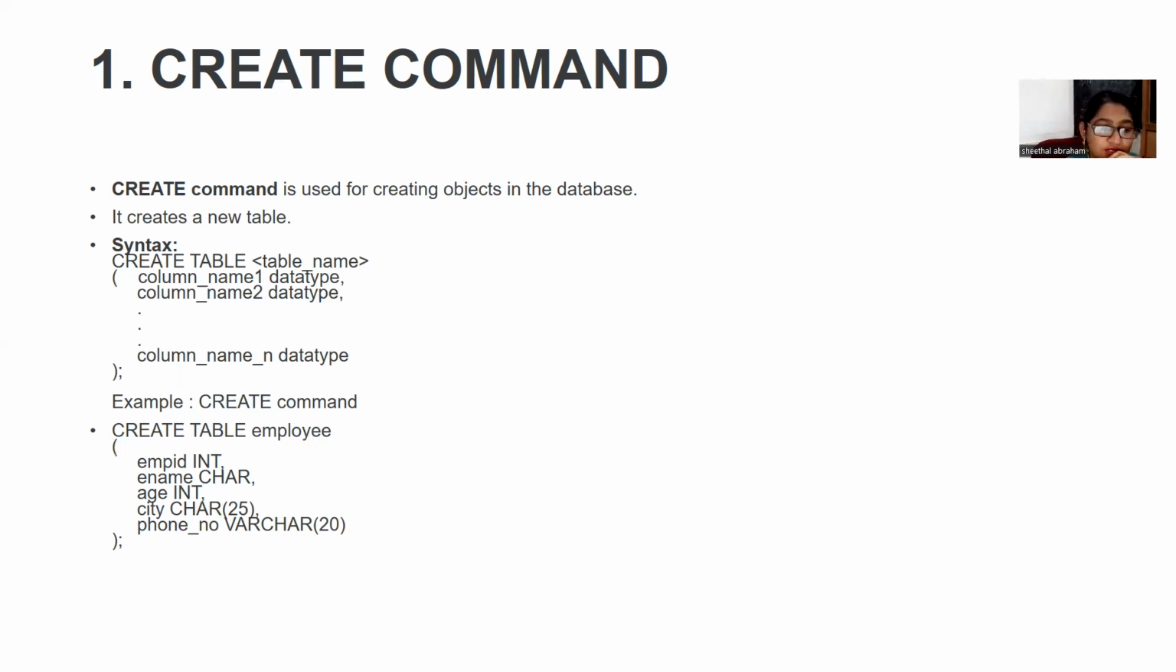Here we can use employee ID, which is of integer type. Then comma, employee name, which is of char type. Then age, which is of integer type again. Then city, again of char type, and I can give the size of city as 25. Then phone number, which is of varchar type with size 20. After completing the brackets, you need to put a semicolon. So this is the command for creating a table.